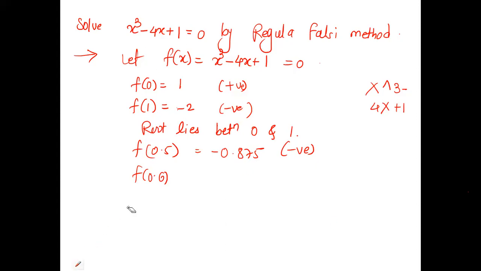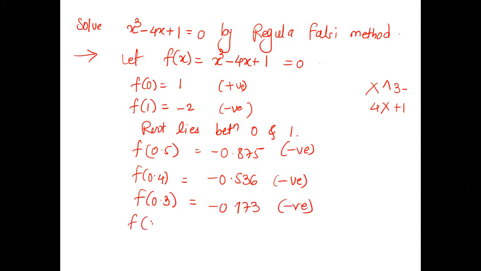So we will not check 0.6. We will check 0.4. Minus 0.536. Again negative, so again we should go back. Check this 0.3: minus 0.173. Again negative. Go back. 0.2: 0.208, positive. Very good. So one is negative, one is positive now.